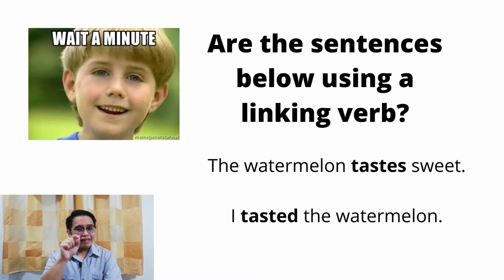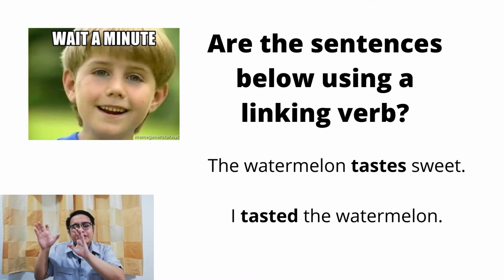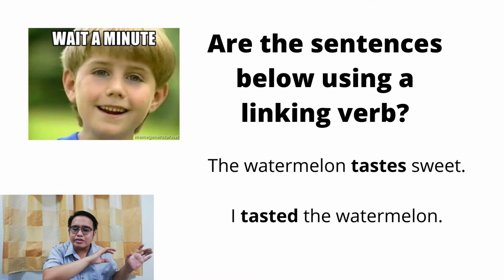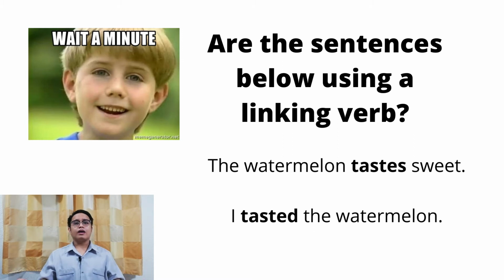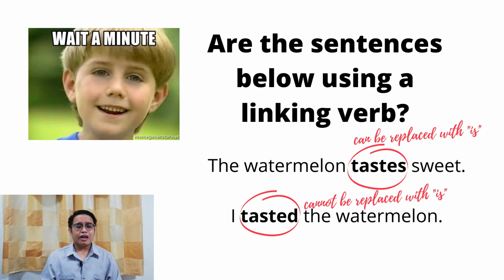So, that taste there is a linking verb because the watermelon is being described as sweet. Unsa may sweet ana nga sentence? Very good. Ang watermelon. Now, let's say for example, let's go to our second example. I tasted the watermelon. Let's replace tasted with is. Okay? I is the watermelon. Does it make sense? No, diba? So, that means not all of the katong sensory verbs is a linking verb. That's why we have to replace it with the word is.